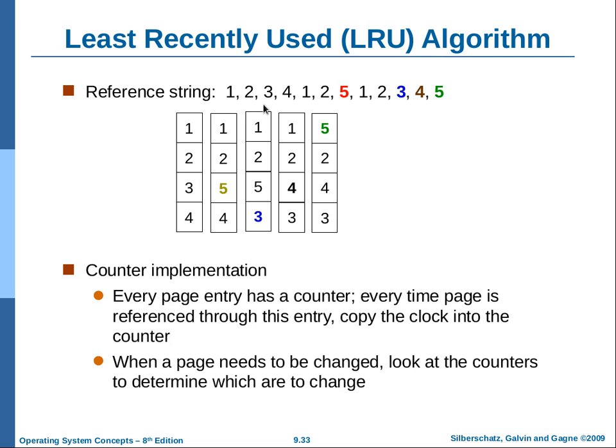We need to go back to 3. So basically count backwards on your reference string, or keep a counter, till you find the number of frames back. Sure. 5, 1, 2, and then 3.